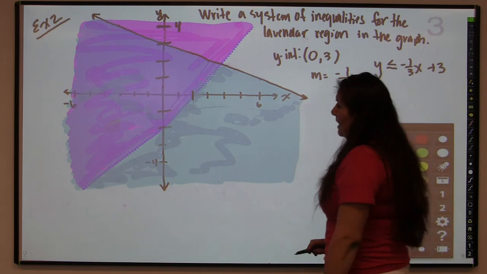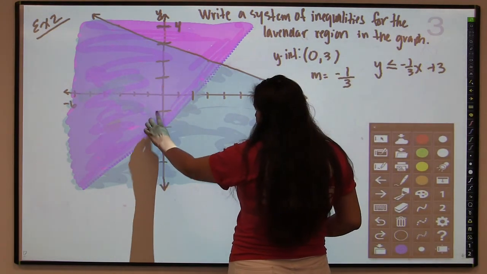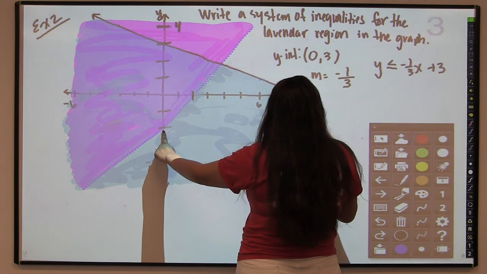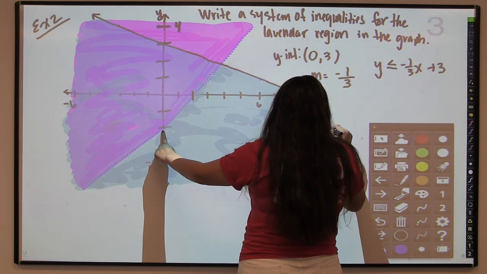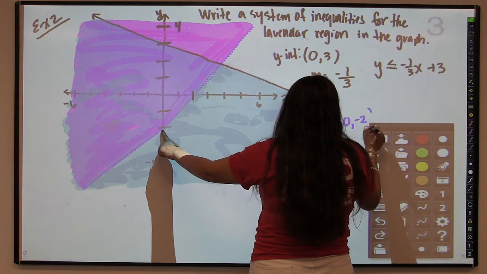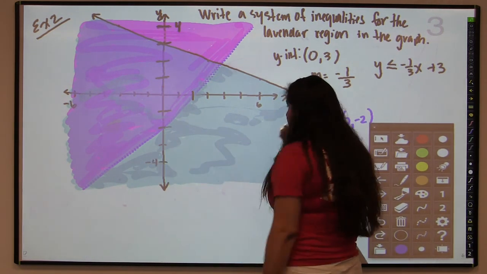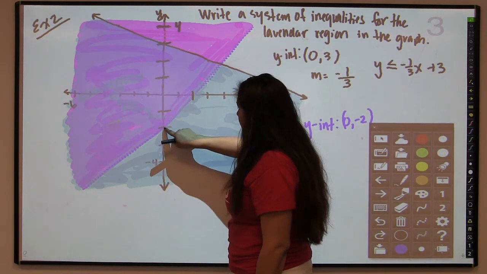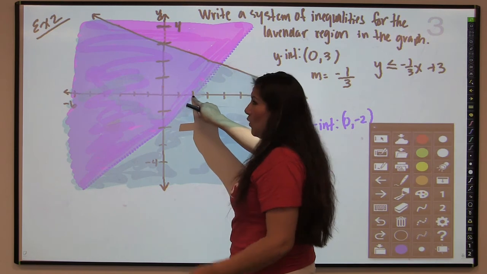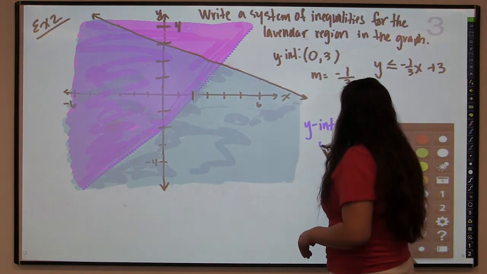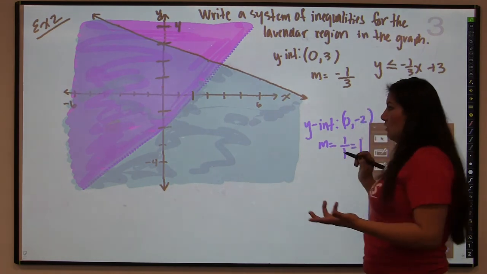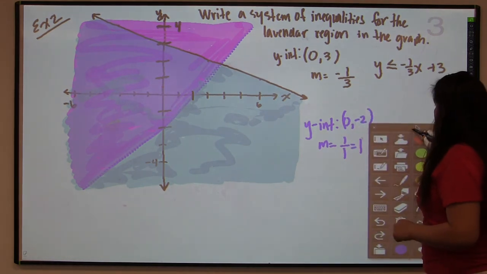Then for the blue line, I can see here that this is -1, -2, -3, -4. So my y-intercept for this one is going to be 0, -2. And my slope is actually positive in this case. I go up 1, over 1, up 1, over 1. So I'm going up 1 over 1, so my slope is basically 1 over 1, or just plain old good old-fashioned 1. Okay?